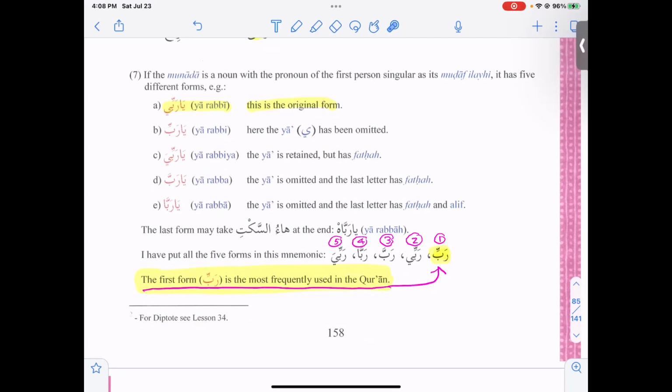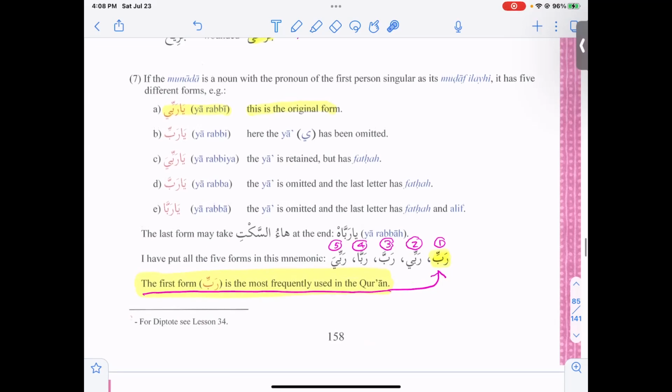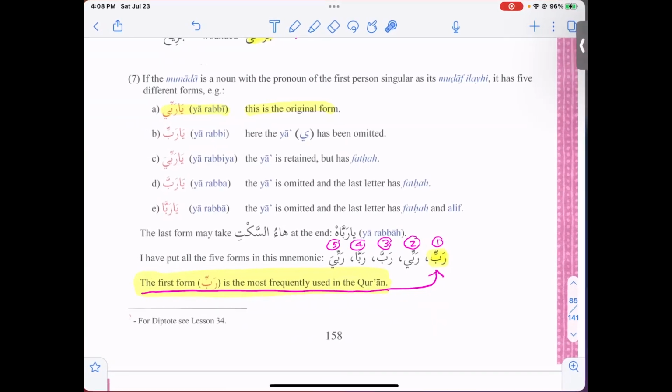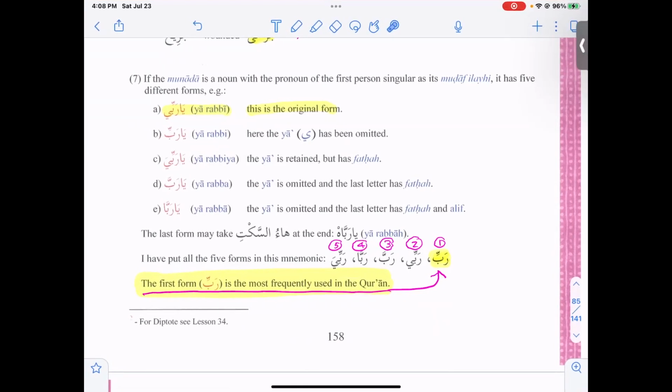Mnemonic means to put it in such an order that it's easy to memorize. Memorization becomes easy. But I have written here something you must understand, my brother and sister. This is Dr. Saab's writing presentation. Rabbi, Rabbi, Rabbi, Rabba, Rabba, Rabbiya.